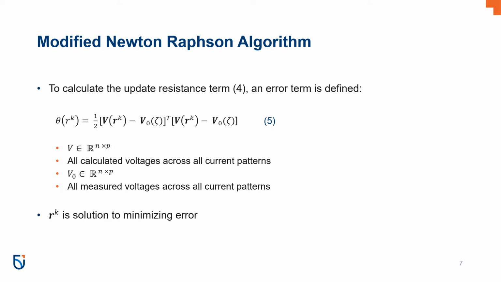In order to update our resistance distribution each time, we need an error term, and that is defined here mathematically. And essentially it is the difference between the calculated boundary voltages and the measured boundary voltages. The measured boundary voltages are obtained from the physical setup, as in around a water tank or around the chest of a human baby. And the difference is taken into this equation to calculate the error that we're going to use in order to update the resistance each time in the modified Newton-Raphson algorithm.